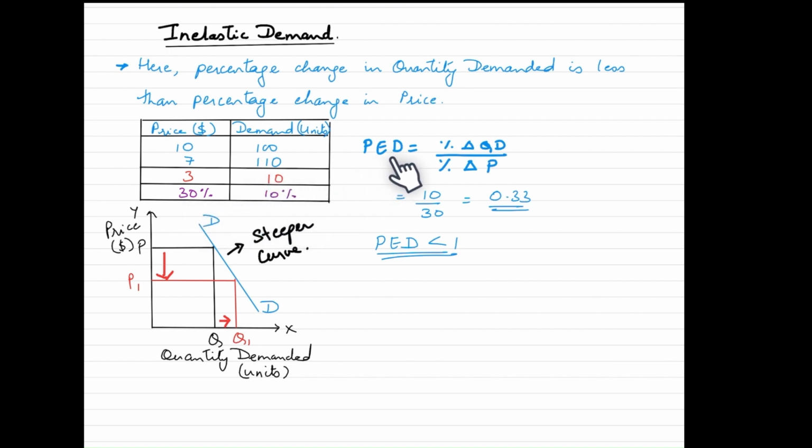Substituting these values in the equation for calculating PED, we get a value which is equivalent to 0.33. This value is certainly less than 1, hence the value of the coefficient of elasticity is less than 1. When we take a look at this graph here, on the y-axis we have price in terms of dollars, on the x-axis we have quantity demanded in terms of units. It is evident in this graph that the change in price from P to P1 is much greater than the change in quantity demanded from Q to Q1. As a result, the demand curve DD is a steeper curve.